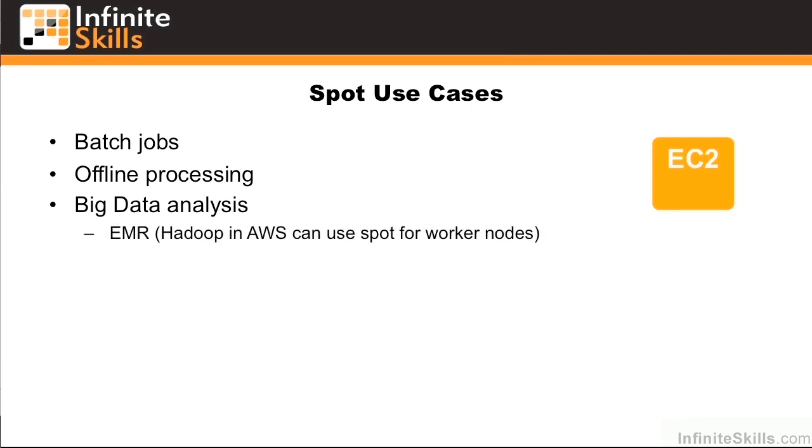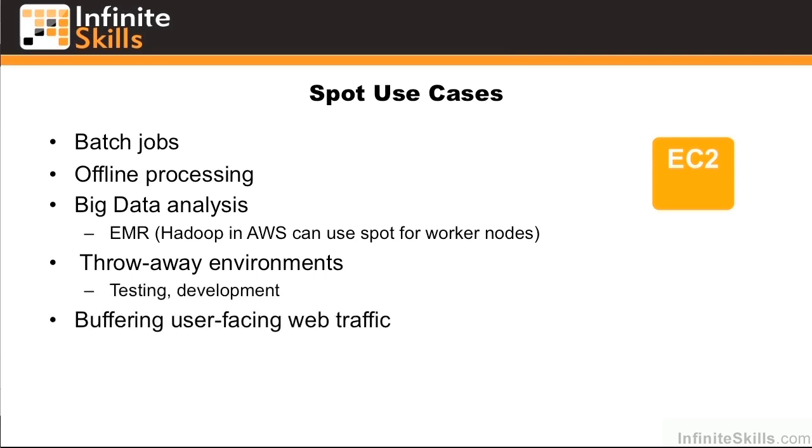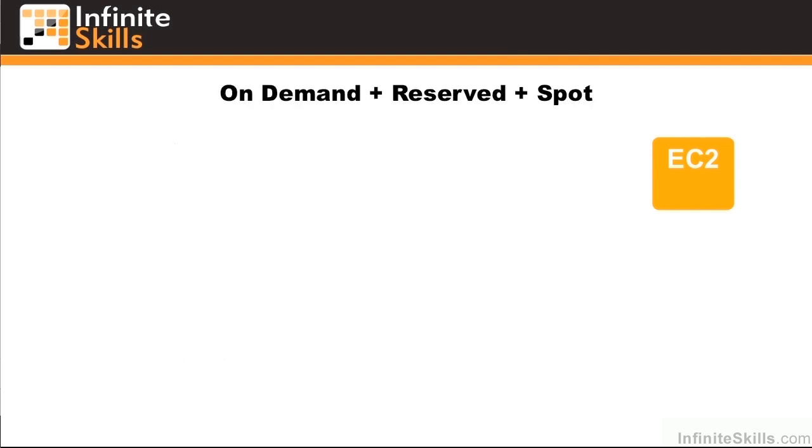EMR, or Elastic MapReduce, which is essentially Hadoop in AWS, can use spot for the worker nodes, saving a ton of money. You can also use it for throwaway environments, such as testing and development. You can also use it for buffering user-facing web traffic. This is a very advanced use case, but let's explore it next.